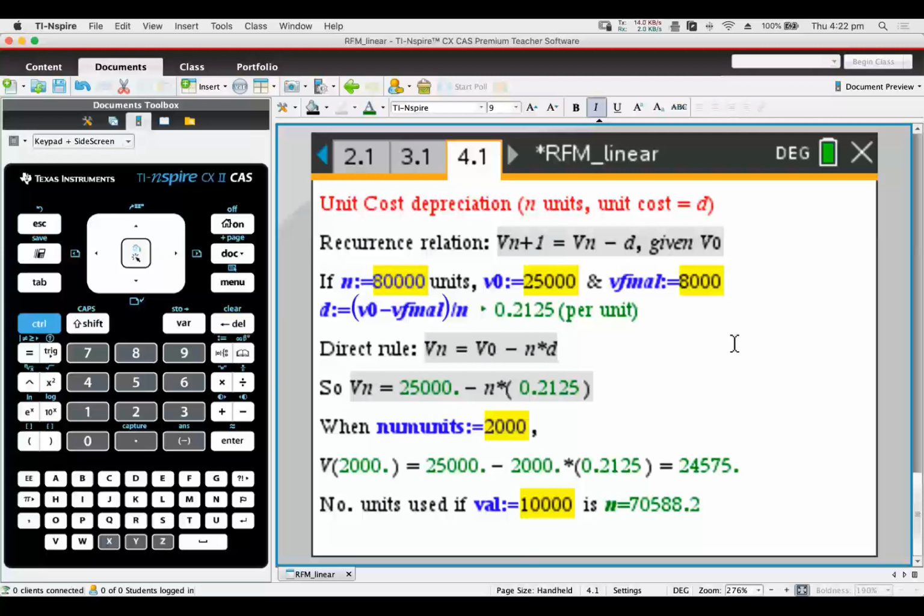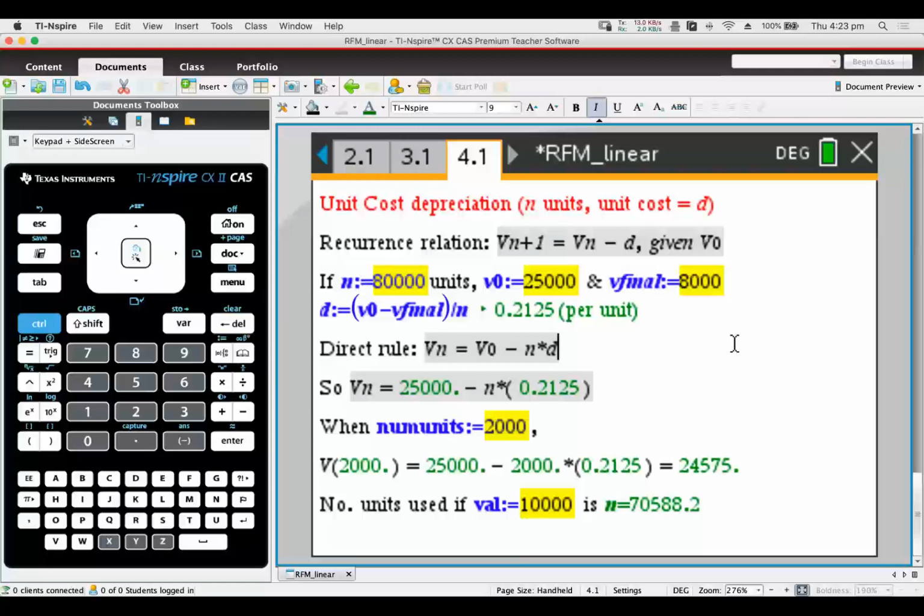So let's say that the original value is 25,000. So V naught is 25,000. And let's say you know that it gets to 8,000 in value when 80,000 units have been run or been used up.